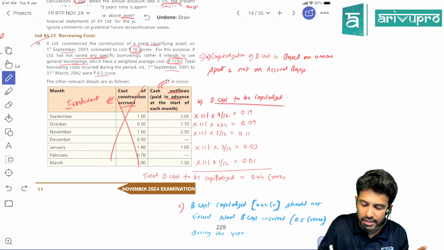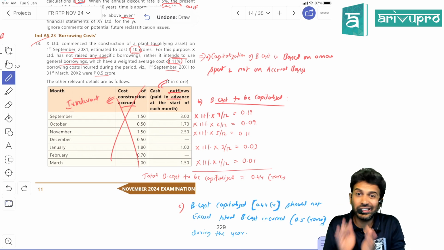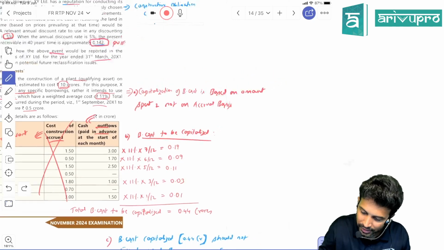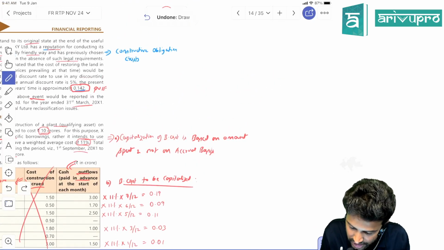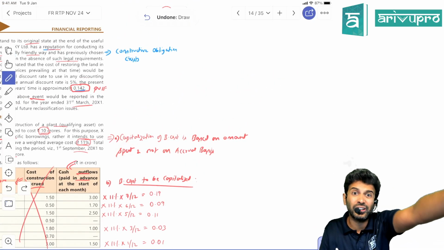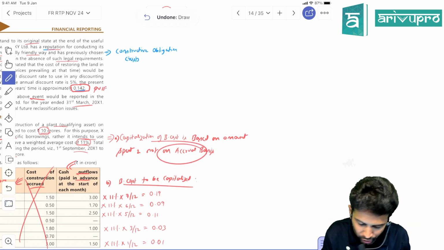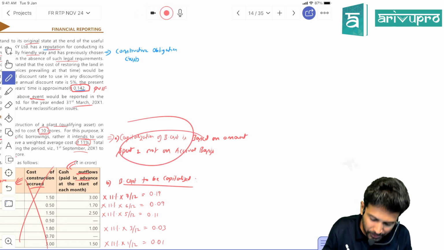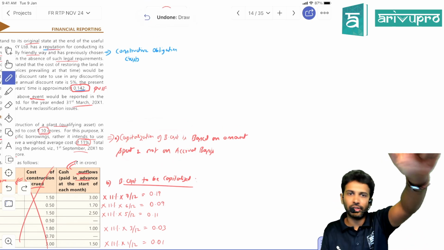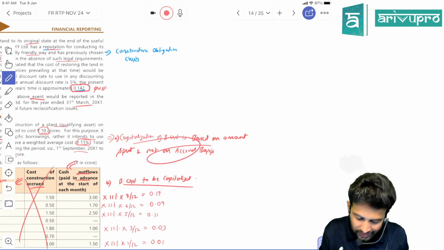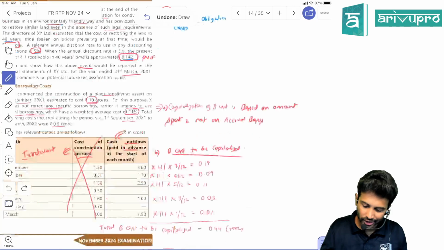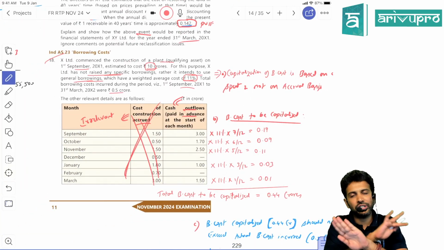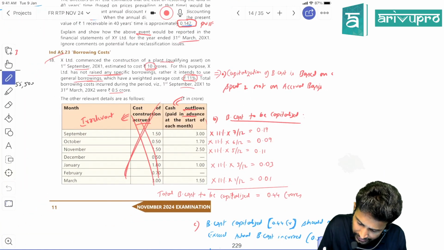So this first information given in the question to us is irrelevant because this capitalization of borrowing cost is based on the amount spent. It is based on cash outflow data and not on accrual basis. Accounting is done on accrual basis, okay? But this particular Ind AS 23 condition for capitalization runs on a cash basis and not accrual basis. Hence, this data they have given in the question is absolutely irrelevant. Okay, take this and calculate.